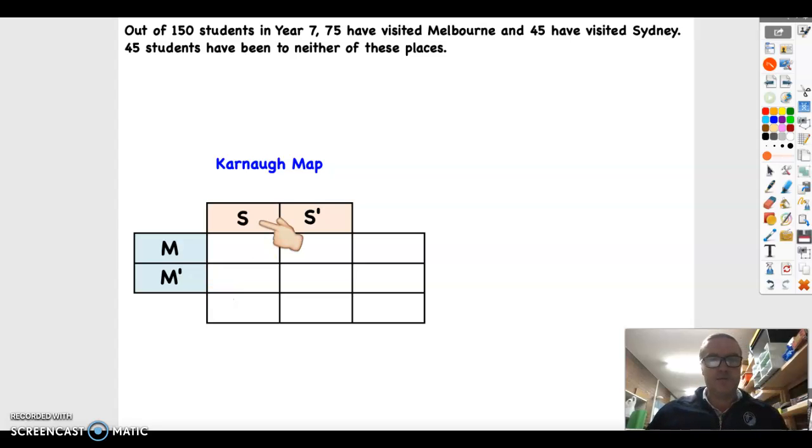Likewise, we have students who have been to Sydney and students who have not been to Sydney, and we can see how these overlap, or what we say intersect, with each other, all of these sets of students.